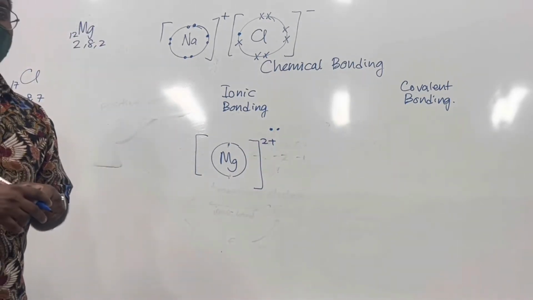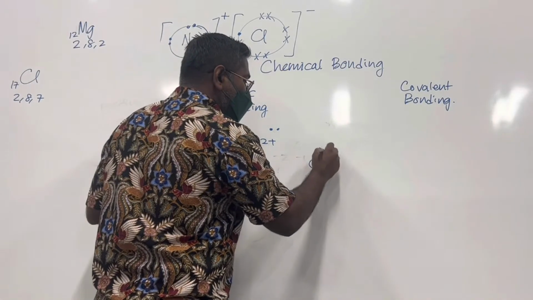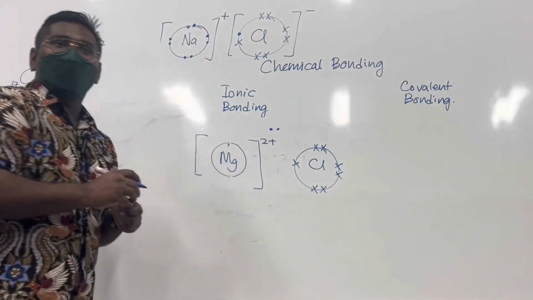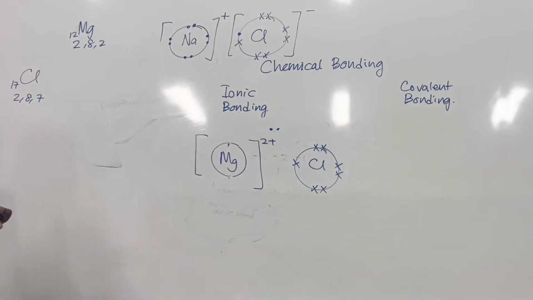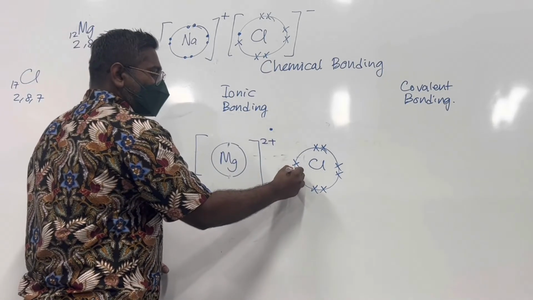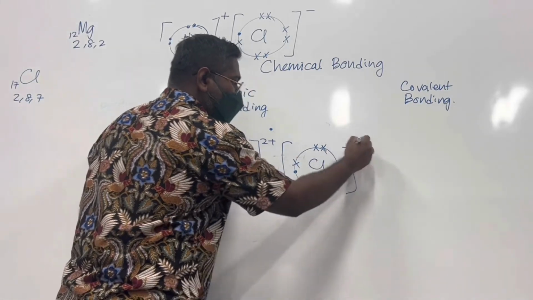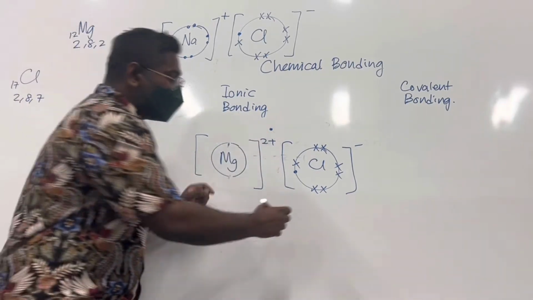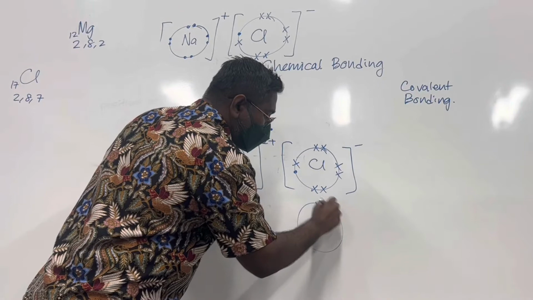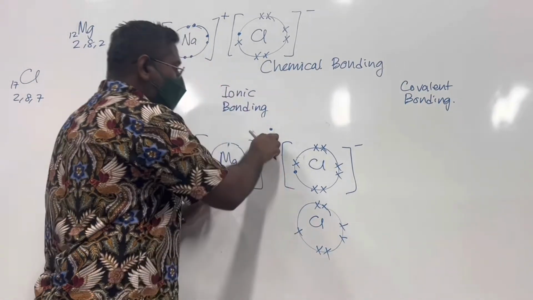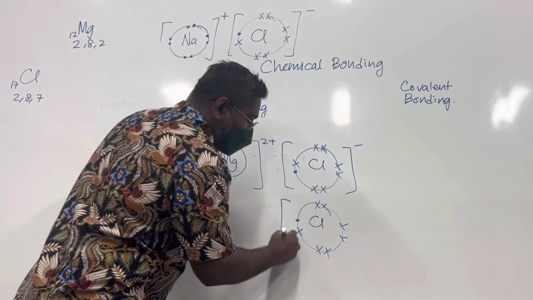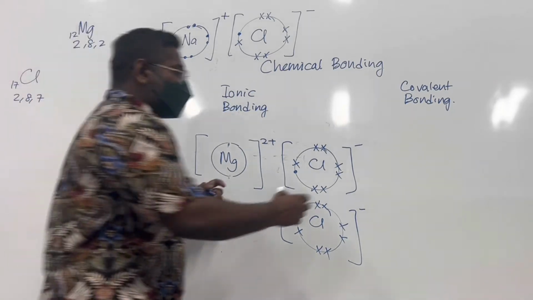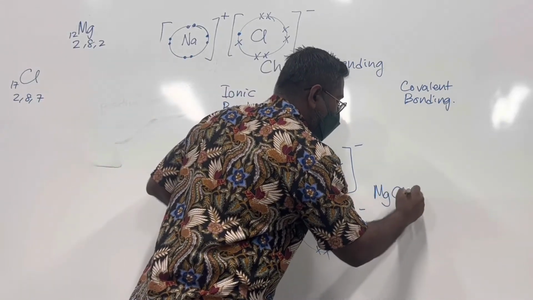And then I have Cl, 1, 2, 3, 4, 5, 6, 7. Cl can only accept 1 electron. So 1 came here, and this will form minus. But it's not solved yet, because there is one more. So you bring another Cl, 1, 2, 3, 4, 5, 6, 7. Put it here, close the bracket, minus, and this is the reason why we have MgCl2.